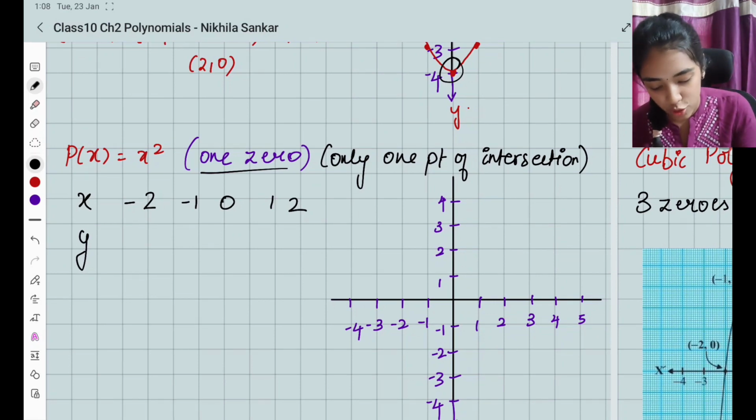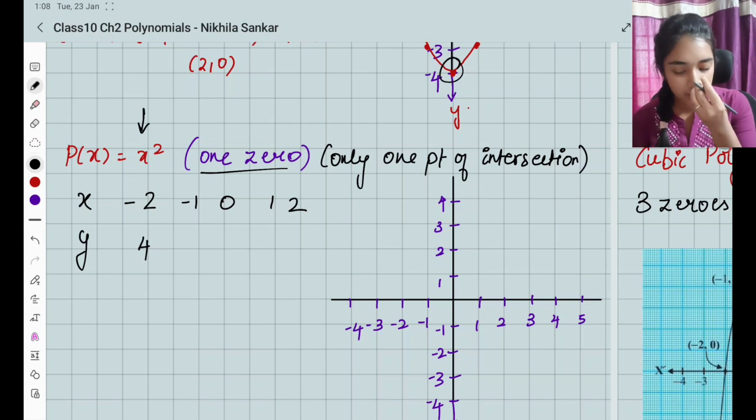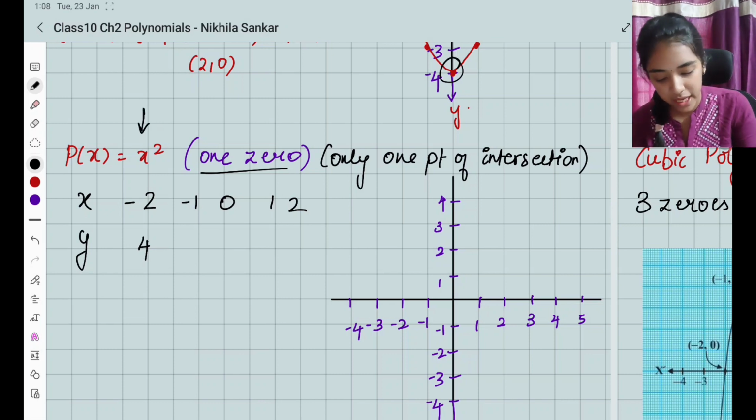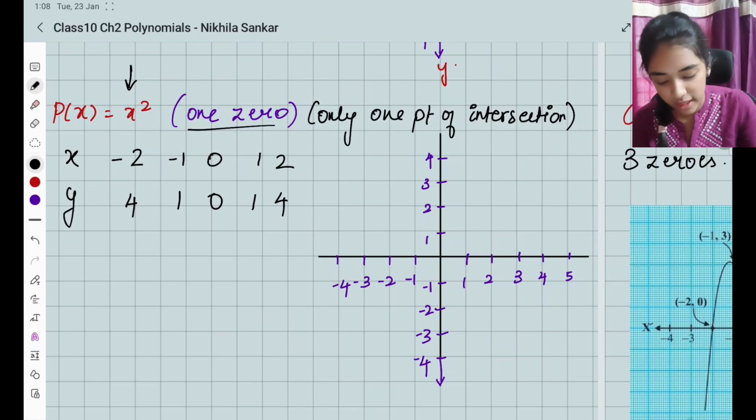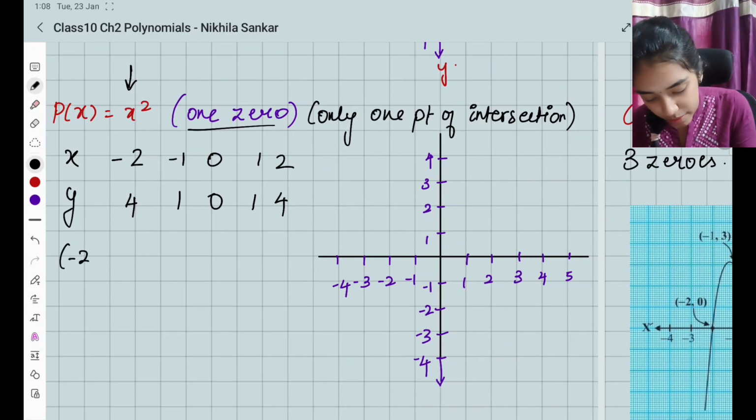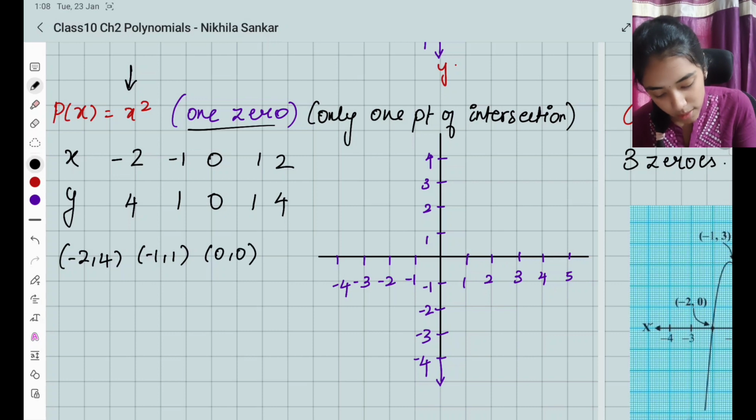Okay, so இப்போ -2 போட்டா I have 4, -1 போட்டா this is the equation. x square ல -2 போட்டா I'm going to have 4. Then -1 போட்டா 1, 0 போட்டா 0, then 1 போட்டா 1, 2 போட்டா again it's going to be 4. Okay, so now let's plot the graph. என்னென்ன solutions இருக்கு? I see -2, 4, -1, 1, 0, 0, 1, 1 and 2, 4.